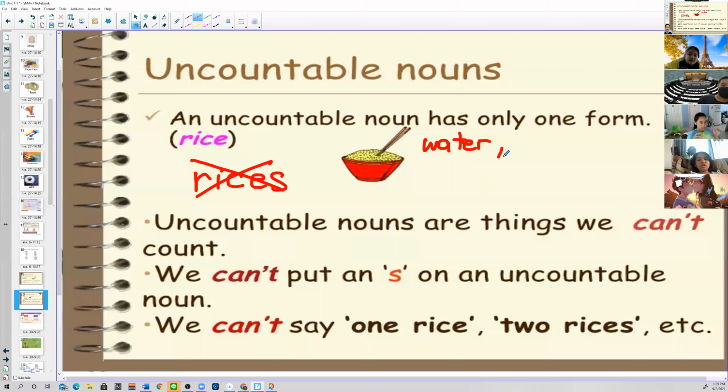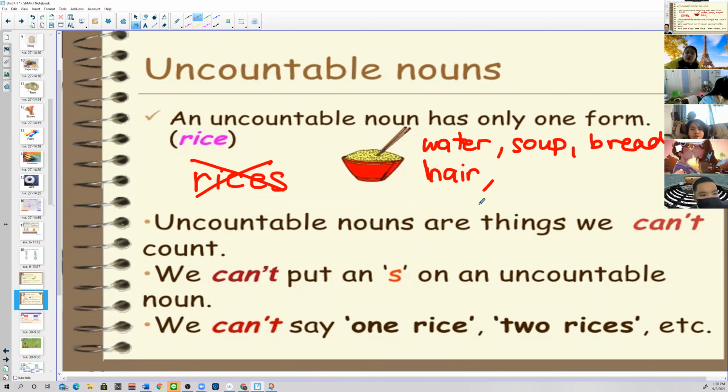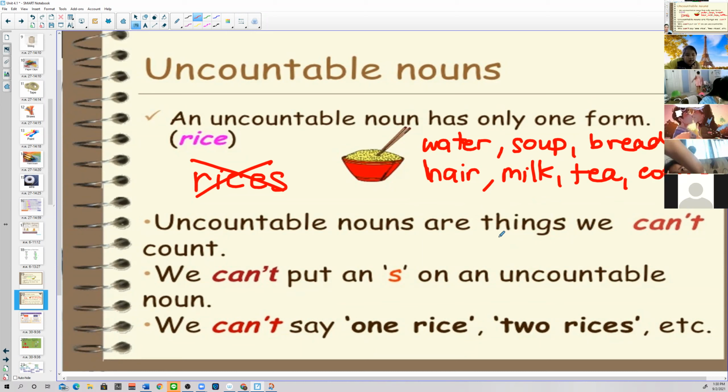Yes. Bread. Good. Hair. Hair. Good job. What else? Milk. Milk. Tea. Coffee. Right? Mostly it's involved with liquids and other stuff. And also rice, pasta, noodles, we don't really count them, right? Like, what do you have for lunch today?